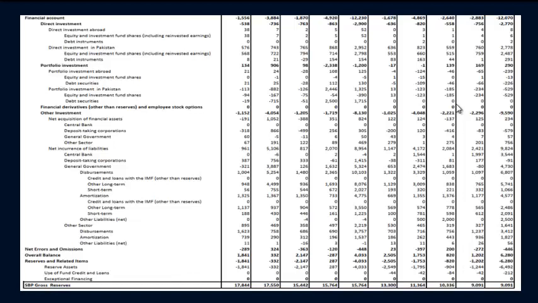This is the financial account, which has direct investment abroad by us, direct investment in Pakistan, portfolio investments, financial derivatives, liabilities, etc. We don't need to go into these details.